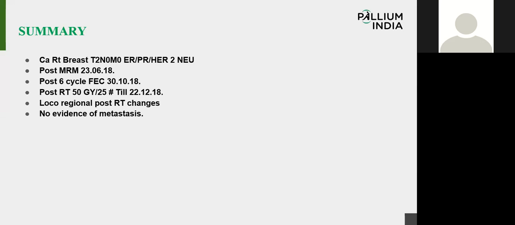The summary is carcinoma of right breast, T2N0M0, ER/PR, HER2/neu, post MRM that was done in June, post 6 cycles of FEC that was completed in October, and post RT 50 Gy completed on 22nd of December. And there are now no locoregional post-RT changes, and there is still no evidence of metastasis.